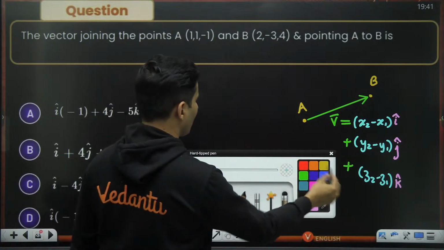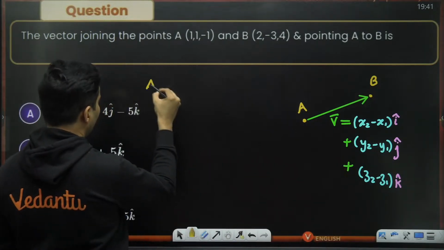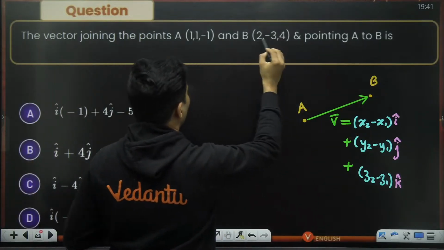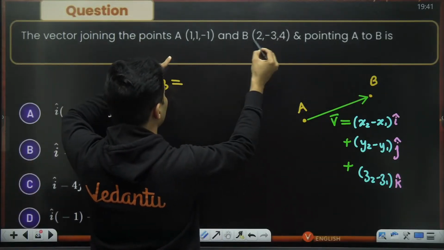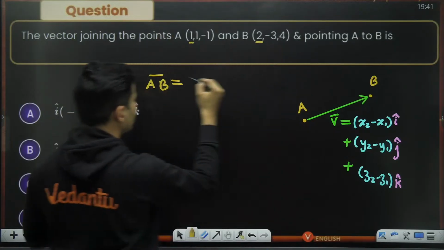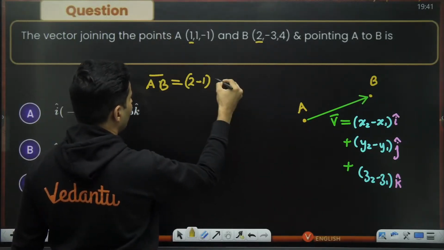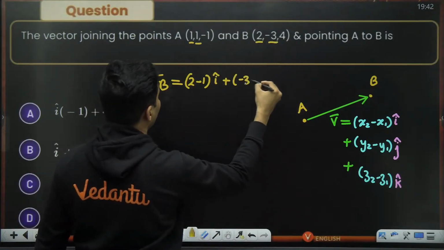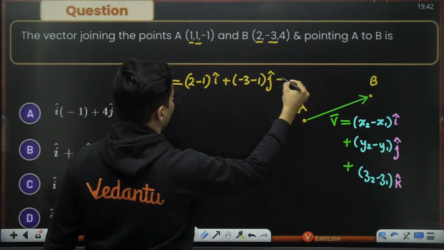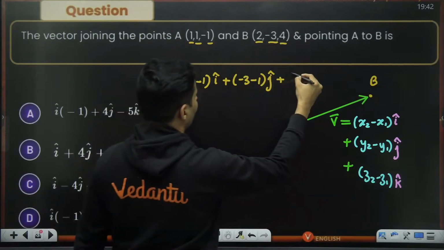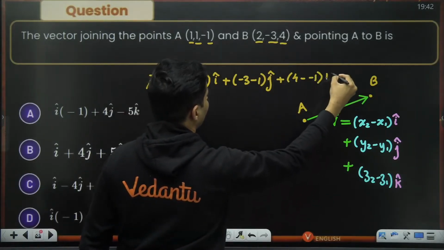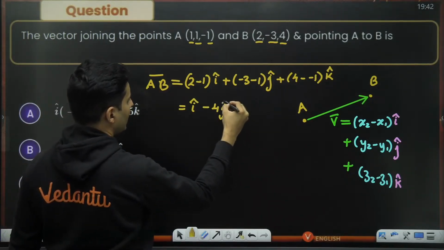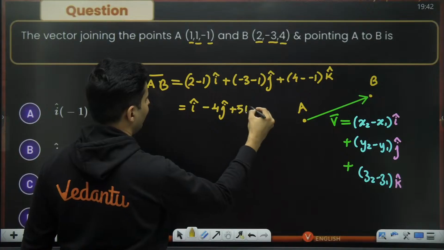So over here, the vector AB will be B minus A, always B minus A, x2 minus x1. x2 is this, x1 is this, coordinates. So 2 minus 1 i cap plus y2 minus y1, minus 3 minus 1, j cap plus z2 minus z1, 4 minus minus 1, k cap. So this will just become i cap, this will become minus 4 j cap, and this will become plus 5 k cap.